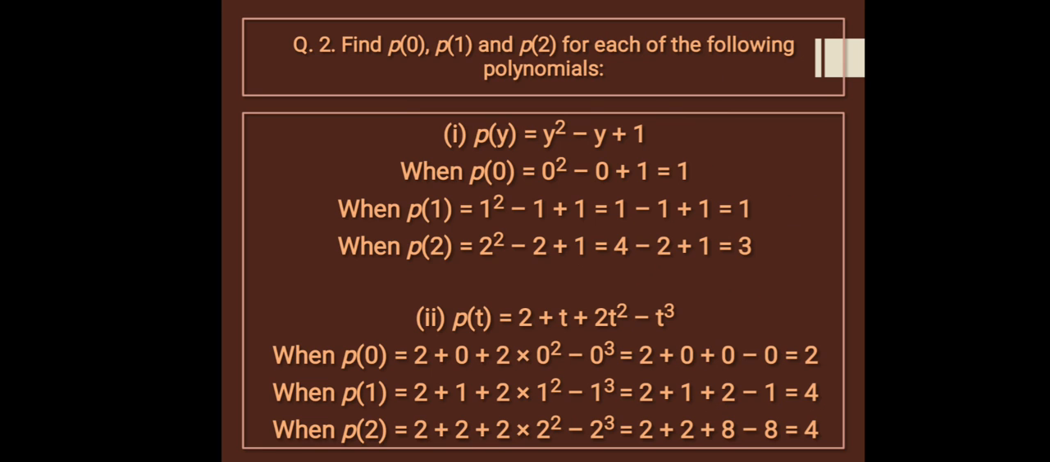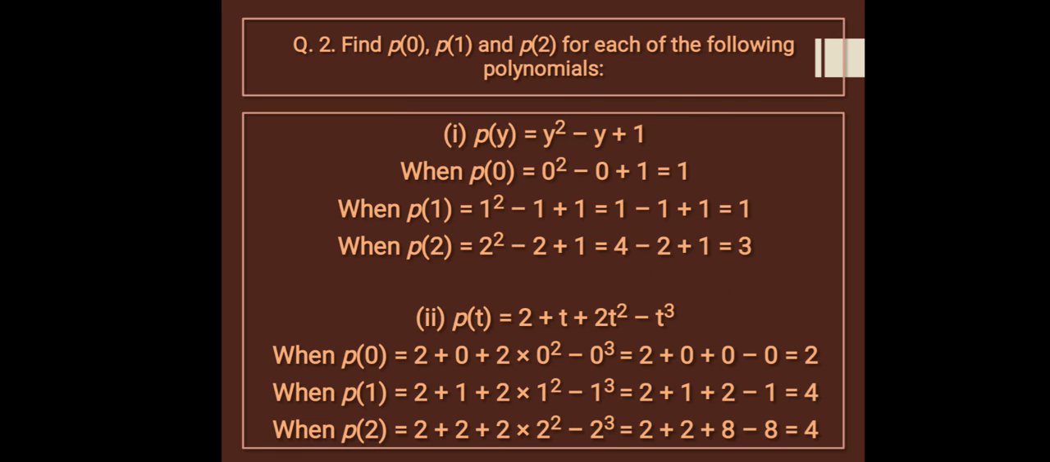In the second, put the value of t as 0, 1 and 2. So 2 plus 2t square minus t cube. So put t equal to 0. So this is 2 plus 0 minus 0, that is equal to 2.